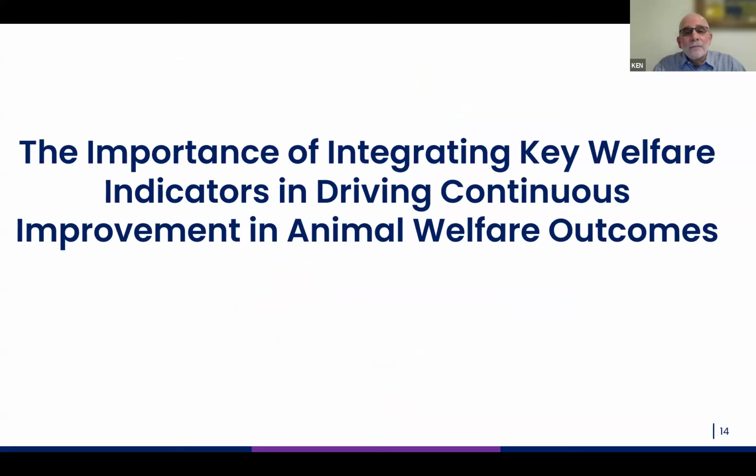So now let's transition and talk about integrating key welfare indicators to drive continuous improvement in animal welfare outcomes. And hopefully in the back of your mind, you're processing the 5 domains information and you're thinking about different welfare indicators and opportunities with welfare indicators. If I have this situation and I correct that situation that's driving negative outcomes for the animal, I can move that welfare dynamic continuum farther to the right, to the favorable.